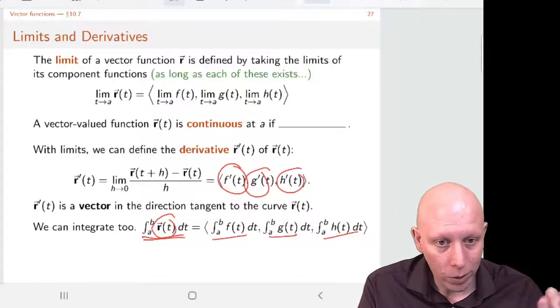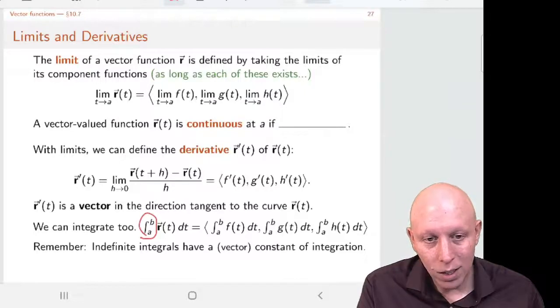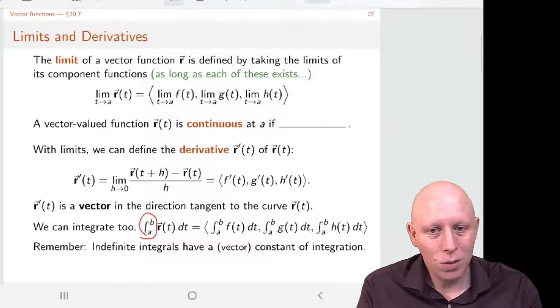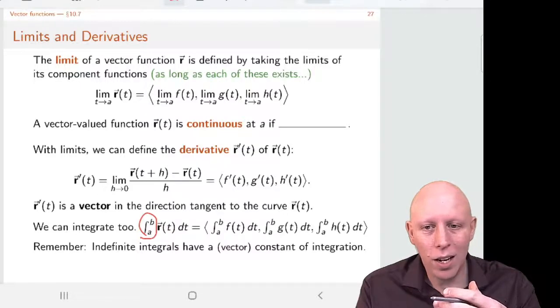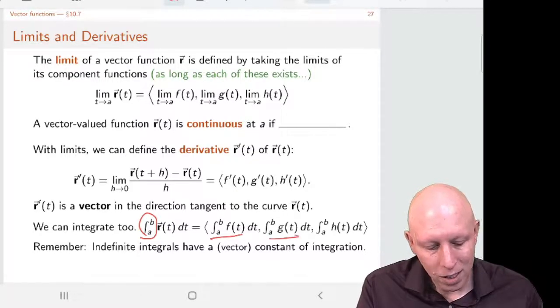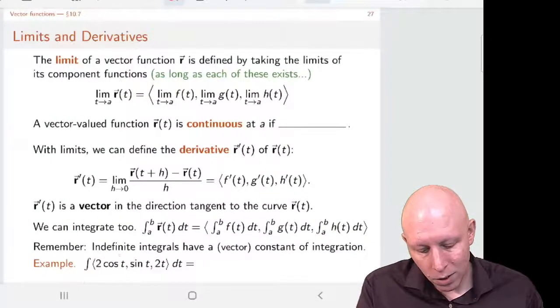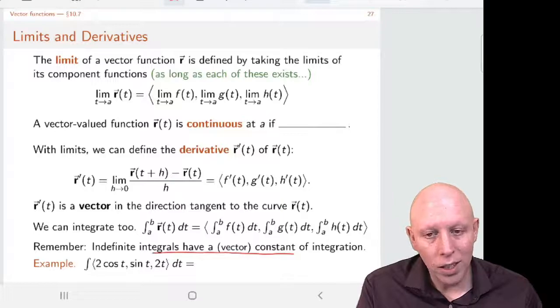Also, assuming we can do this. And just like when you're dealing with definite integrals, you get a number, right? You're getting a vector here, that's a bunch of numbers. If you're doing an indefinite integral, you get a constant of integration.